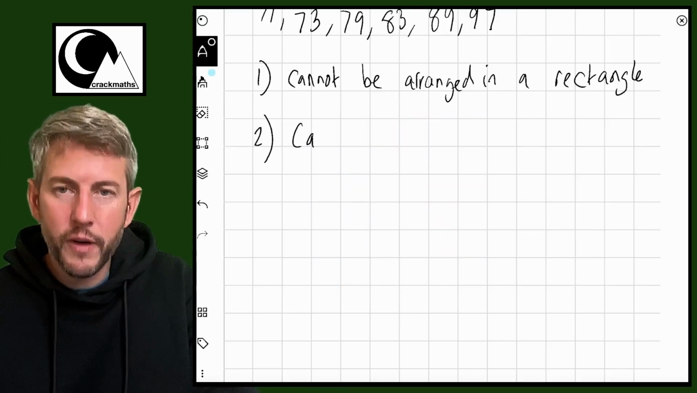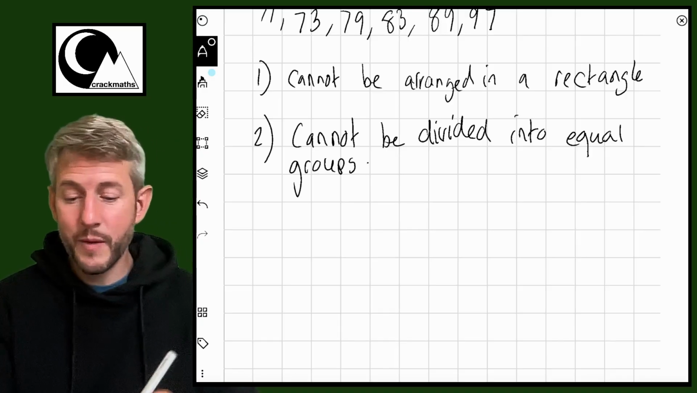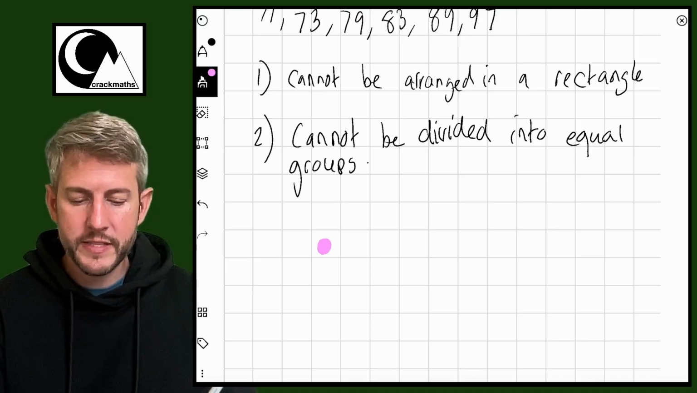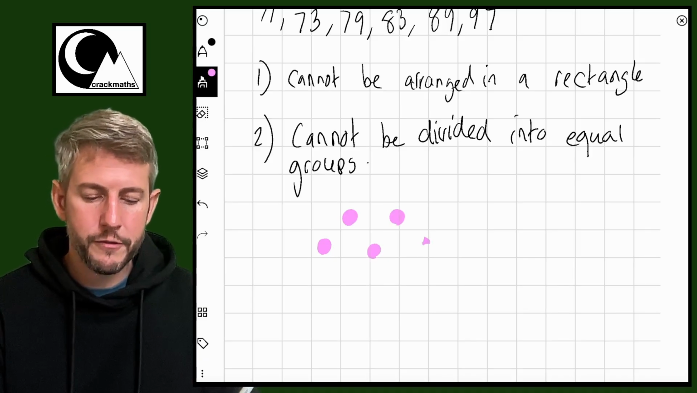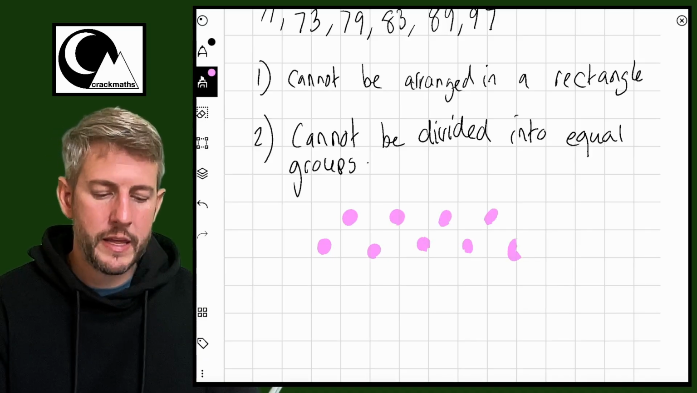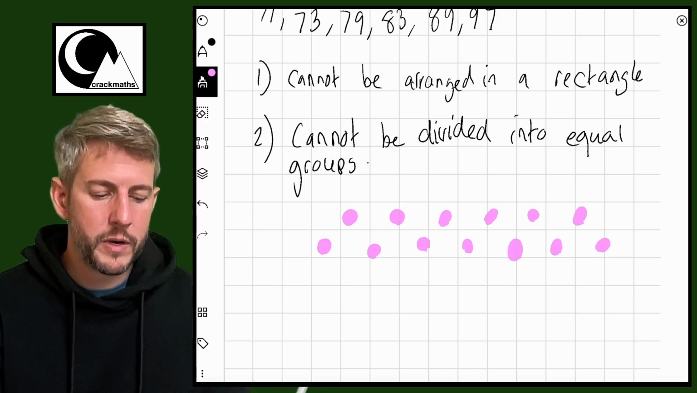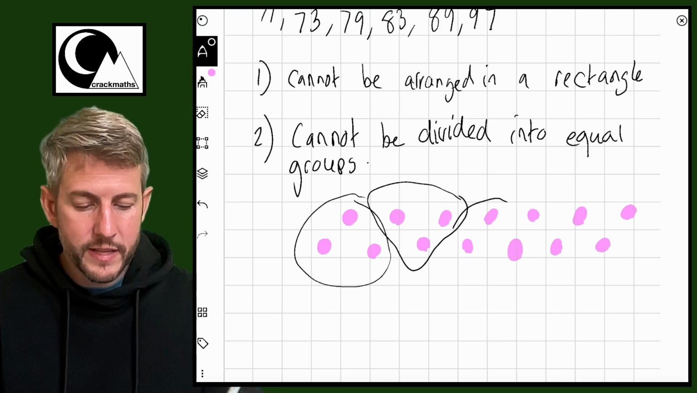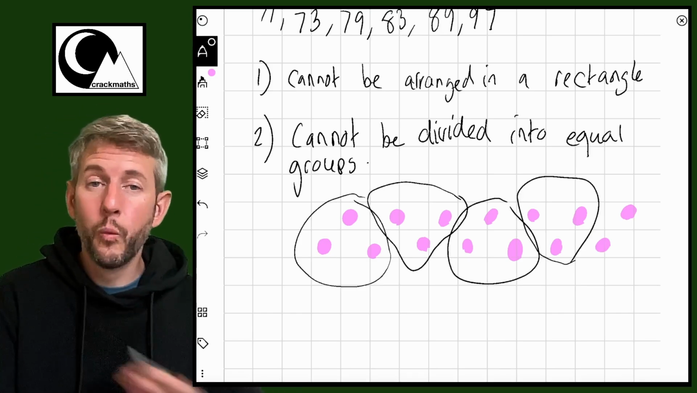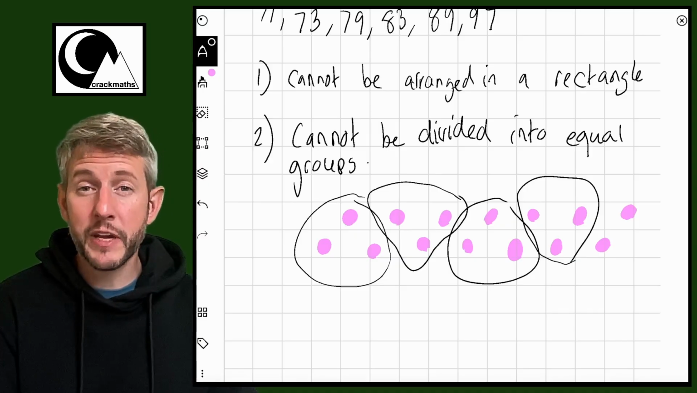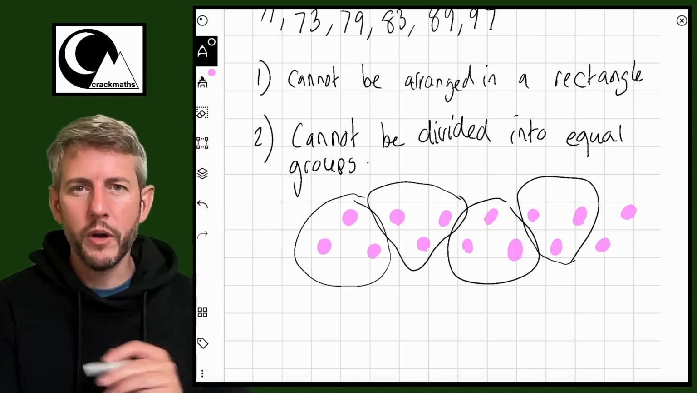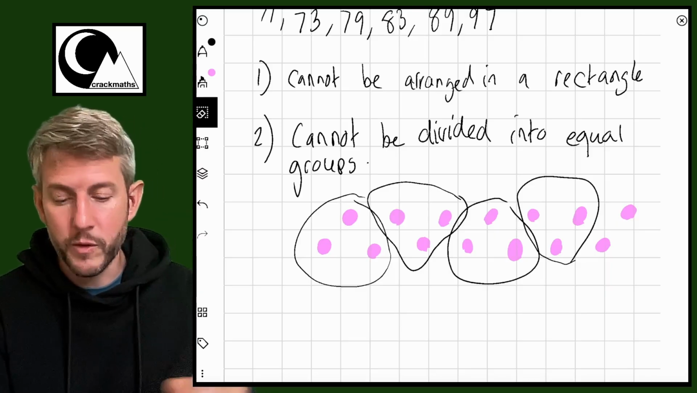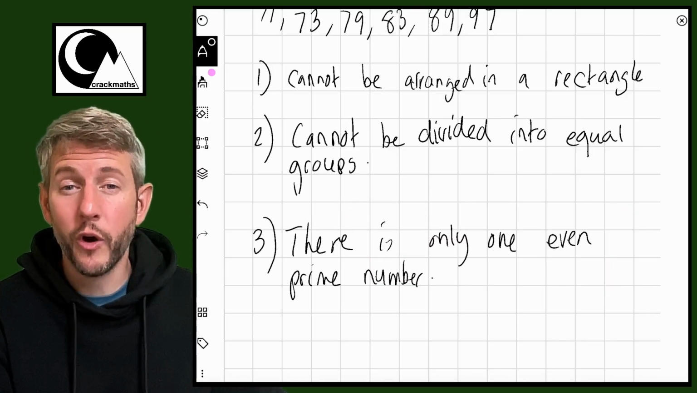2, they cannot be divided into equal groups. Okay, let's say we've got a different prime number this time. Let's say we have got 13. So let's say we've got 13 things here. 1, 2, 3, 4, 5, 6, 7, 8, 9, 10, 11, 12, 13. There's not going to be any way that you can group these things equally. There's always going to be one unequal group. So that is another key thing to remember about prime numbers. So 1, they cannot be arranged in a rectangle. 2, they cannot be divided into equal groups. 3, remember, there is only one even prime number.